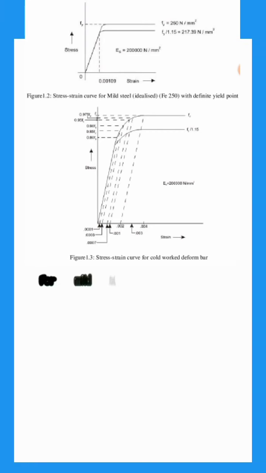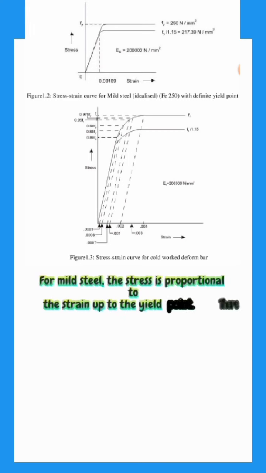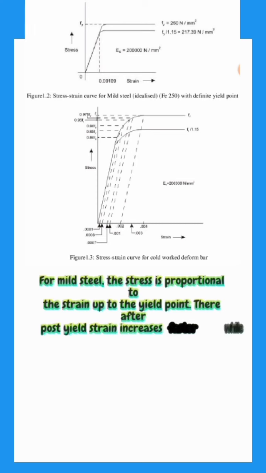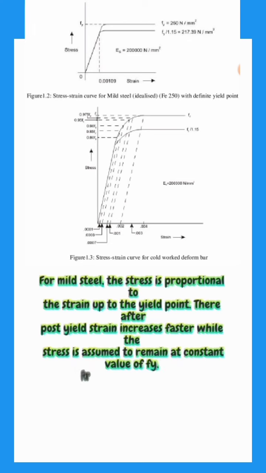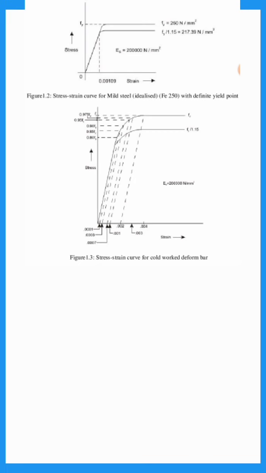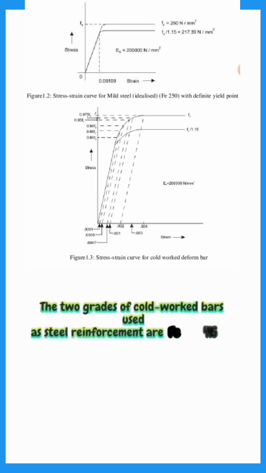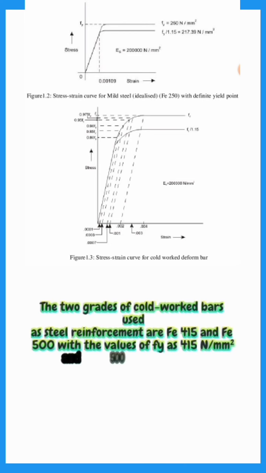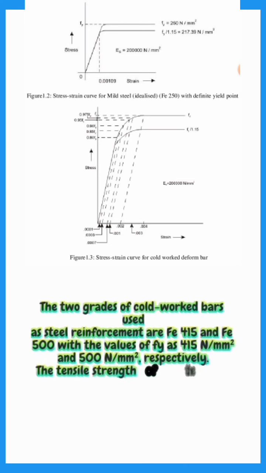For mild steel, the stress is proportional to the strain up to the yield point. Thereafter post-yield strain increases faster while the stress is assumed to remain at constant value of Fy. For cold worked bars, Figure 1.3, the stress is proportional to the strain up to a stress of 0.8 Fy. The two grades of cold worked bars used as steel reinforcement are Fe 415 and Fe 500 with the values of Fy as 415 Newton per square millimeter and 500 Newton per square millimeter respectively.